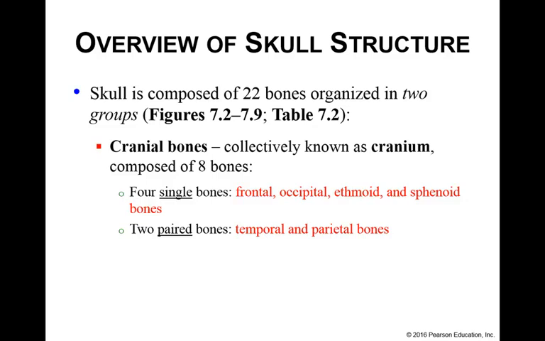Your ethmoid and sphenoid are more internal bones, and we'll have to look at those today in lab. And then you also have 2 paired bones. And by paired bones, we mean you have 2 of each of these. So you have 2 temporal bones, one on each side, and then you have 2 parietal bones, one on each side.